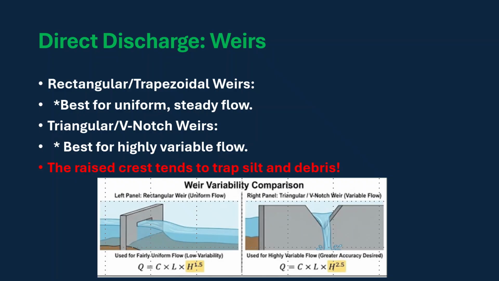However, if you are measuring a wild mountain stream, that is a trickle in May but a raging torrent in July, you must use a triangular or V-notch weir. Why? Because its formula uses an exponent of 2.5. The higher exponent makes it incredibly sensitive and highly accurate for wildly variable flows. What is the biggest drawback of any weir? The raised wall traps silt and sand behind it, which spoils your measurement over time.